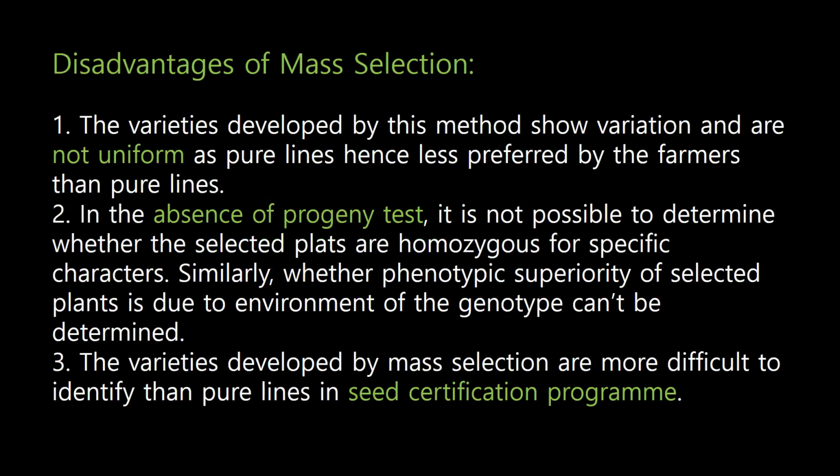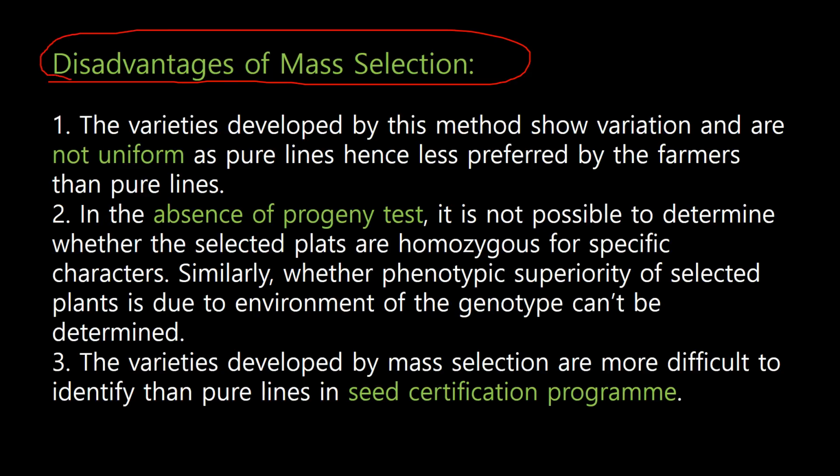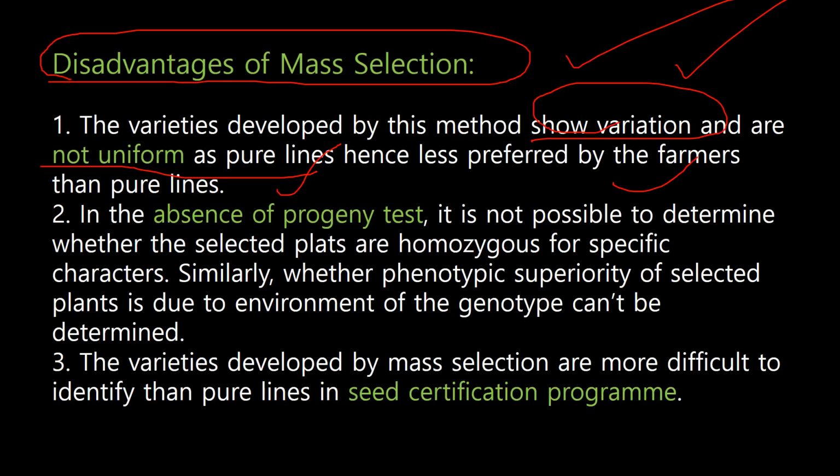Since we've seen the advantages, we'll see the disadvantages as well. The first one is that the plant varieties developed by this method show a great range of variation and are not uniform as compared to pure lines. Hence they are less preferred by farmers when compared to pure lines. As I said earlier, there is no progeny test, so without a progeny test it is almost impossible to determine whether the selected plants are homozygous or not. Whether the phenotypic superiority of selected plants is due to environment or genotype also can't be determined.